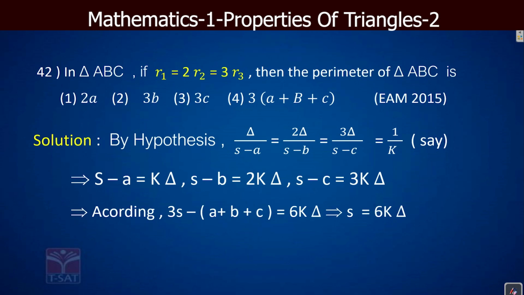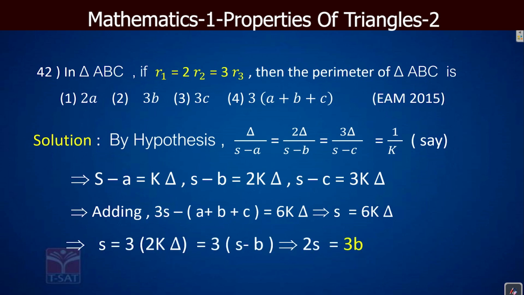So adding, you will get 3S − (A + B + C) = 6KΔ, or S = 6KΔ, because A + B + C = 2S. So now S = 3 into 2KΔ, which is 3 into (S − B), or 2S = 3B. What is 3 into (S − B)? That is nothing but 3S, 2S, which is nothing but 3B.